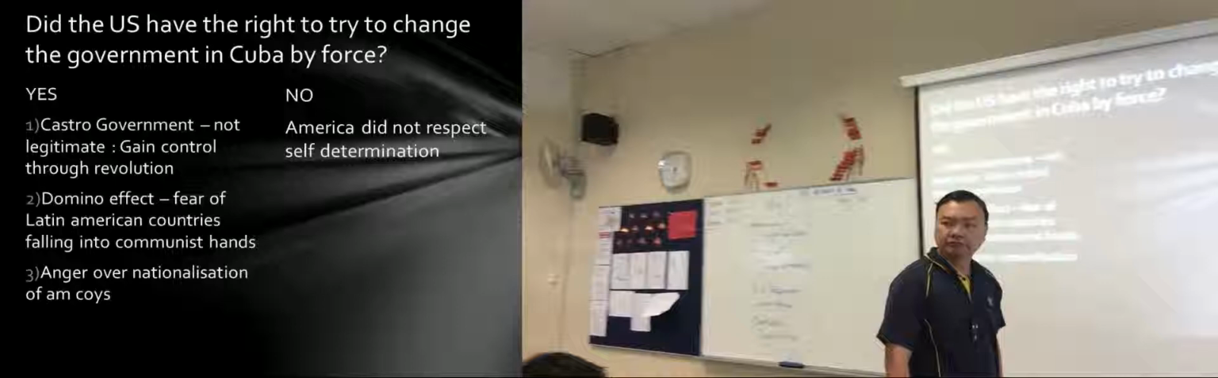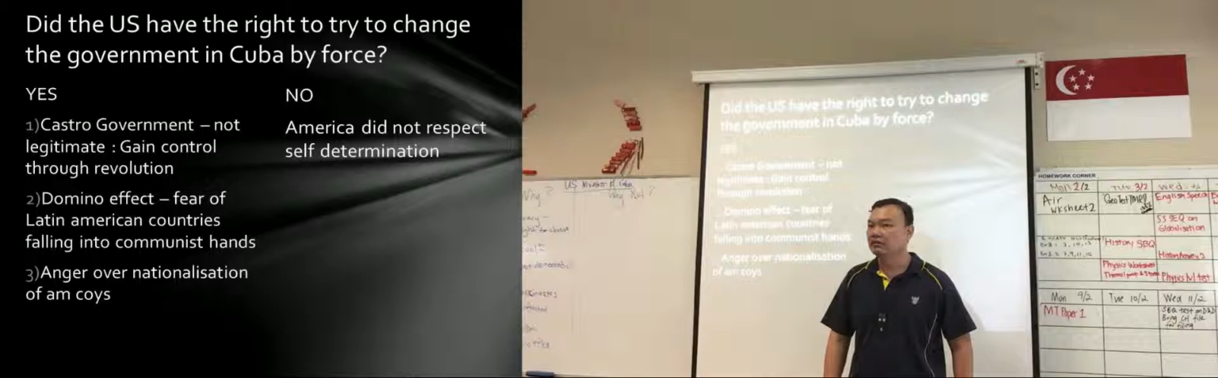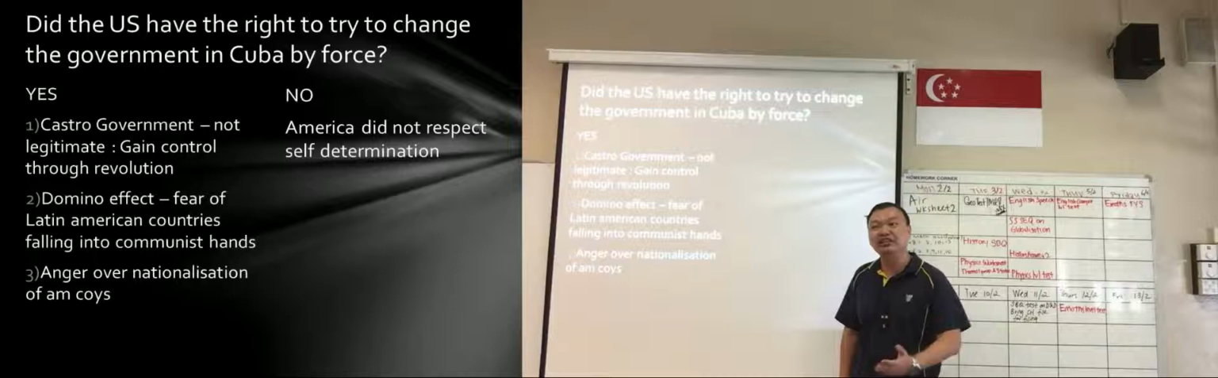However, there is also the other side of the coin. Why is it that Castro feels that this is wrong? Why did the Americans not have the right to do so? How can we argue? If you're Castro's lawyer, and you need to argue for him, how are you going to argue that Americans have no right to do that?